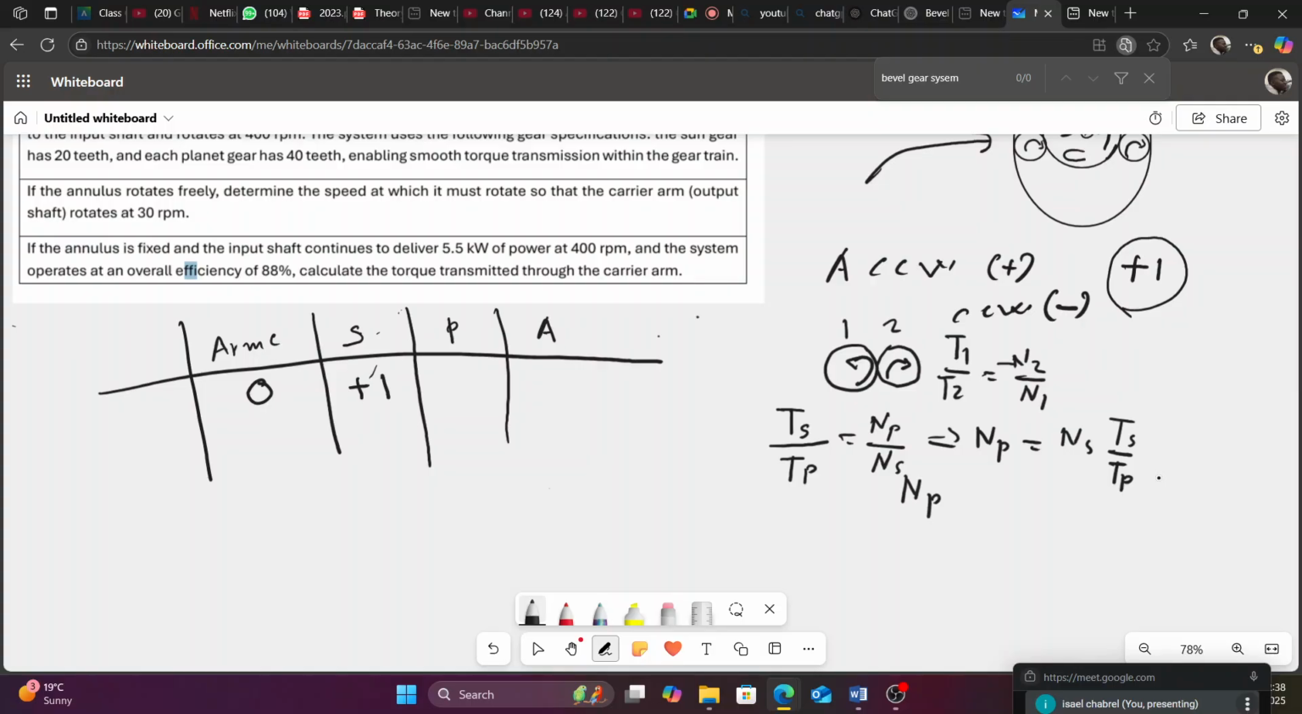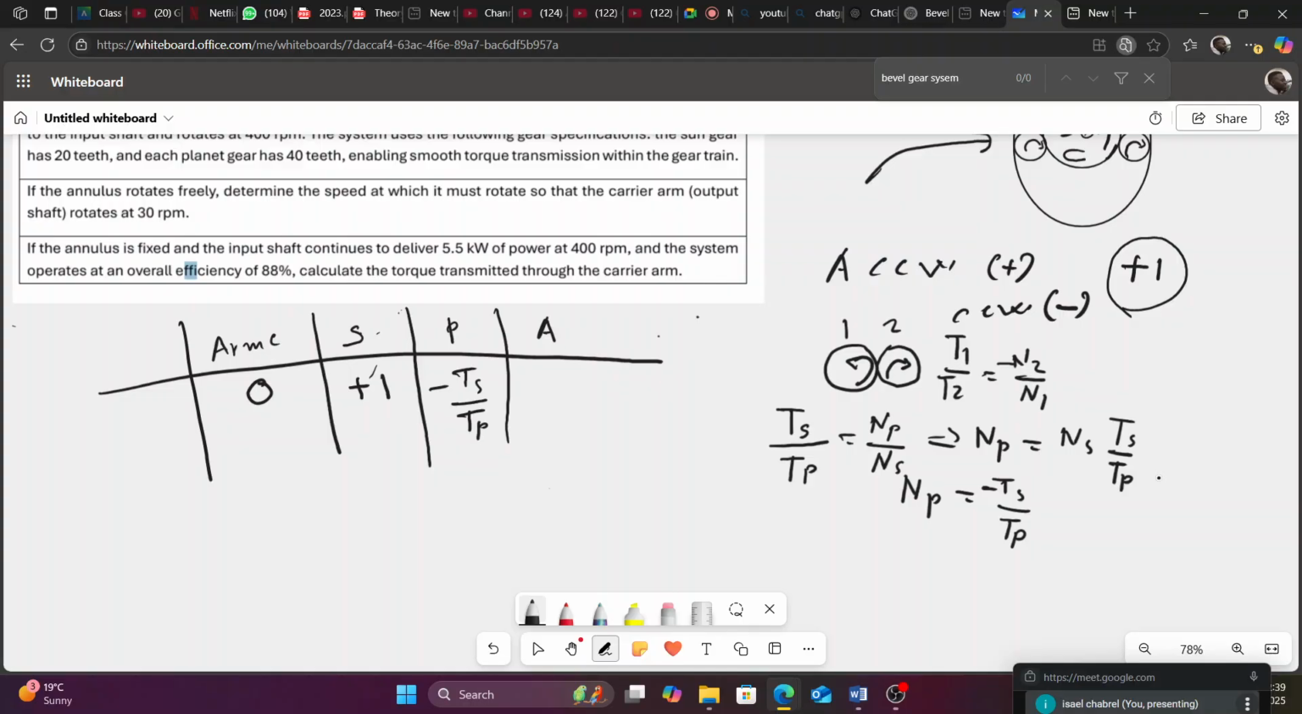So what is NP here? It is simply TS over TP. But in this again, just like yesterday, there's something wrong here. What is wrong here, Mr. Isam? It's a negative sign. Yeah, there has to be a negative sign because the driver is going in the clockwise direction. So because of that, the expression for NP is going to be minus TS over TP. Easy as that, guys.